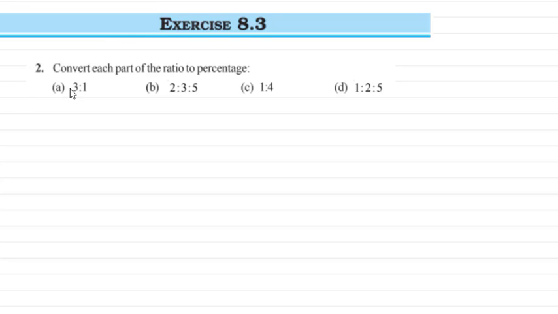So here the question is, convert each part of the ratio to percentage. Now to solve these type of questions, what you have to do, let's say we are doing part A, we have 3:1. So you can do one thing, just add these two numbers. So 3 plus 1 you will get 4. So this ratio can be written as 3/4 ratio 1/4.